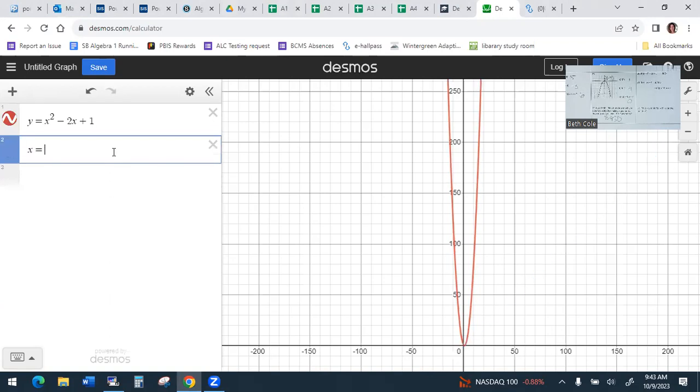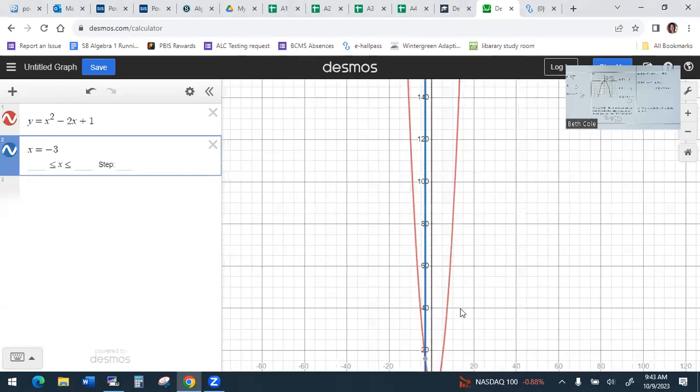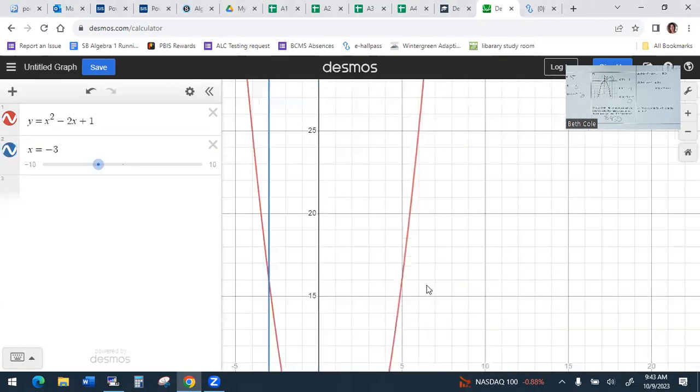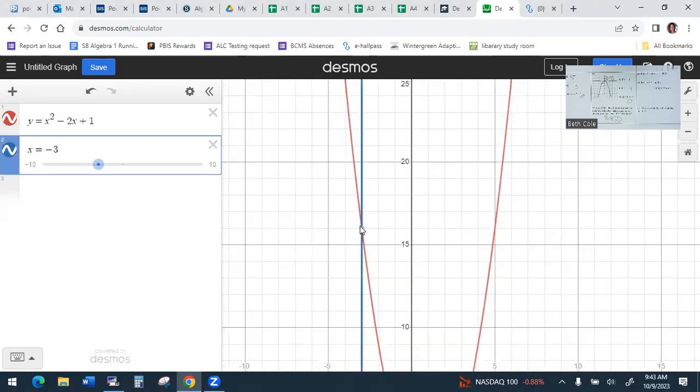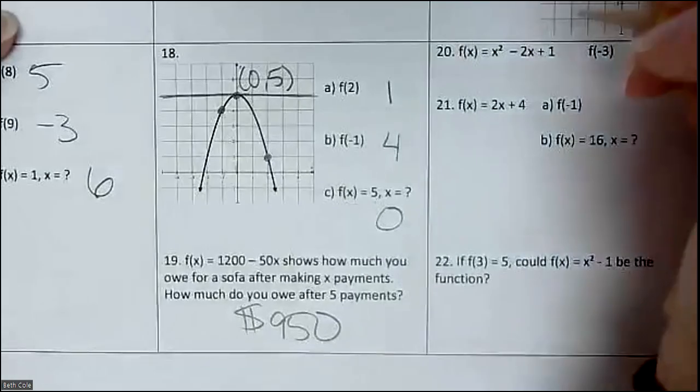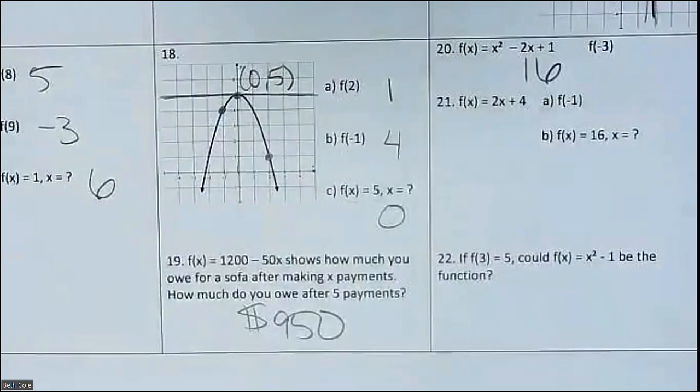Then I'm going to come down here and type x equals, what are we looking for? -3. Let me zoom in here. Sometimes you have to zoom and mess with the graph and move it around, but there's the intersection. -3 gives us what? 16 is your answer. Boom, with no work. You have to be able to use your calculator, right? So that one's 16.